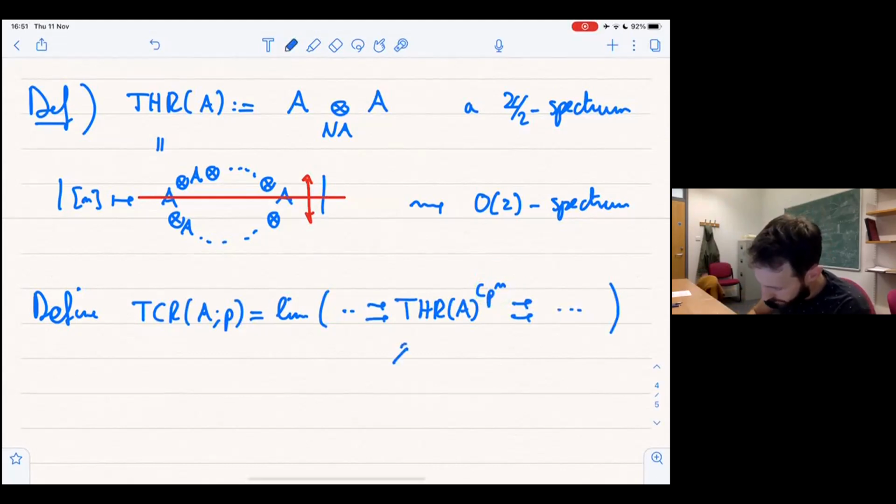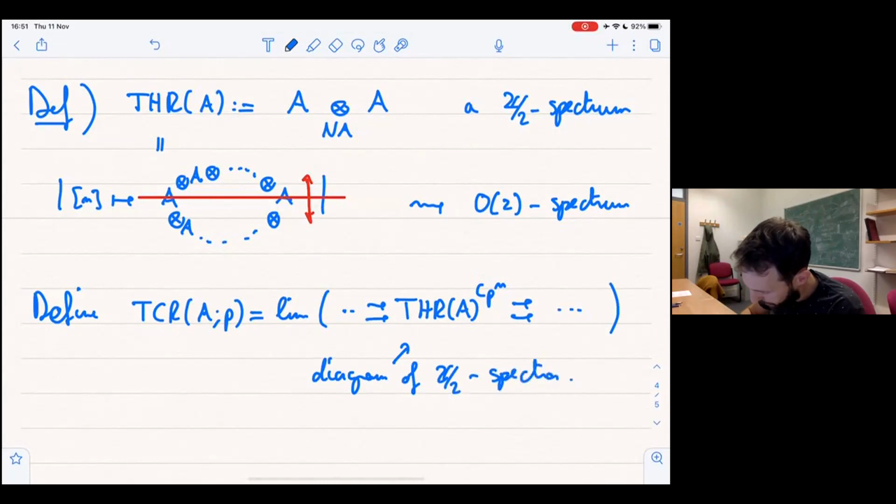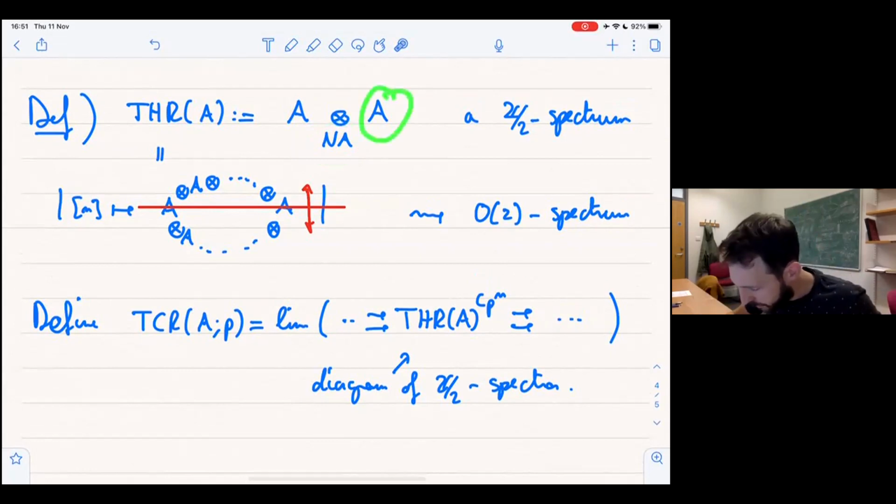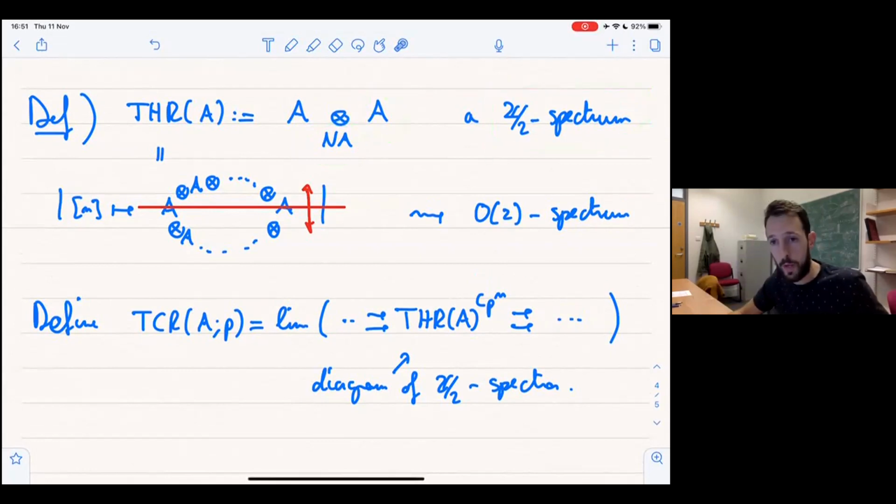So this is now a diagram of Z2 spectra. That's how you get this extra involution on TC. But it's crucial that you need to use this extra structure on this module over the norm, and start with something that has itself a Z2 action. Otherwise, you're not going to be able to lift this whole construction.